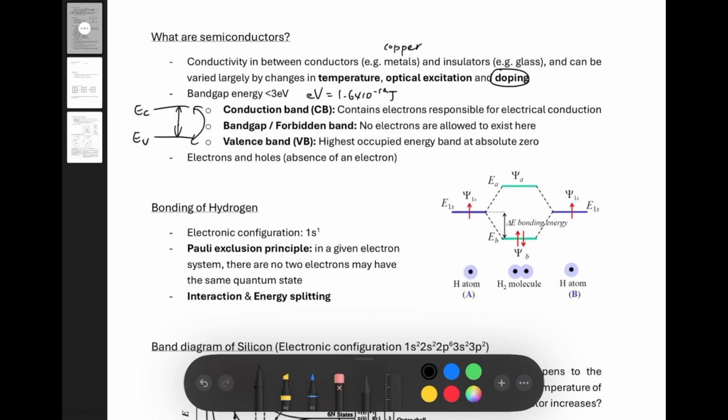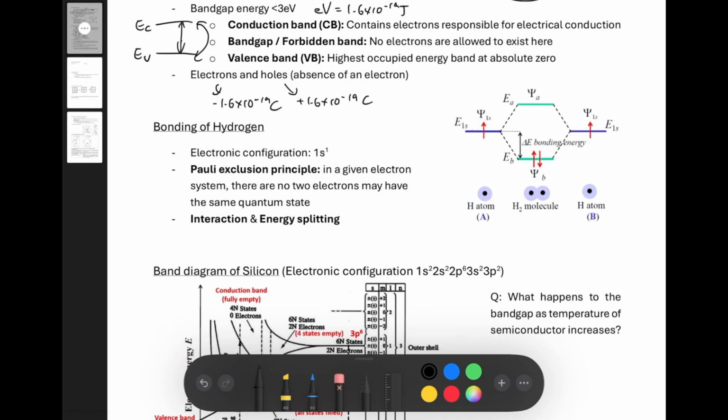So first, what are electrons and holes? As we know, an electron is a particle with a charge of negative 1.6 times 10 to the power of negative 19 coulomb. A hole is basically just the absence of an electron. Holes also have a charge, and since it is an absence of an electron, the charge is positive 1.6 times 10 to the power of negative 19 coulomb.